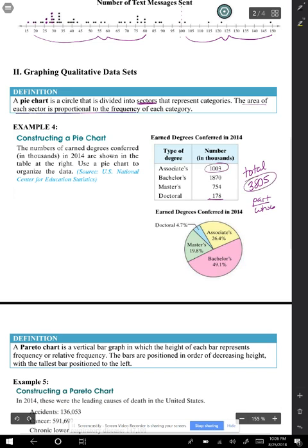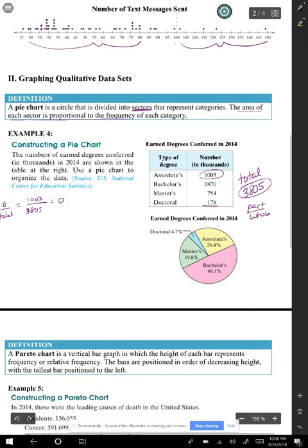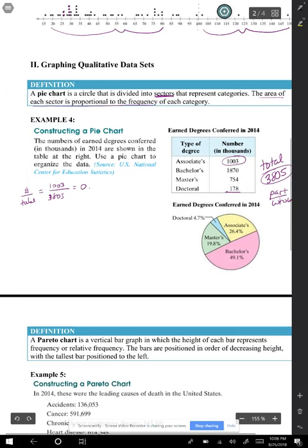So for the first one, we'll do the number out of the total, and that was 1,003 out of 3,805. And you'll just do this on your calculator. You'll divide those, and you're going to get about 0.264. And remember to change to percent. We learned earlier that you move the decimal 2 places to the right, because what we're actually doing is multiplying by 100, and that's where the 26.4% comes from.